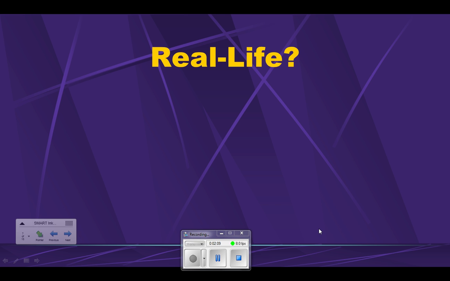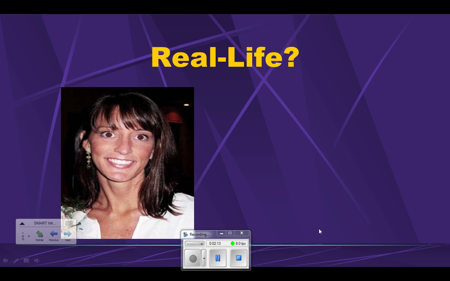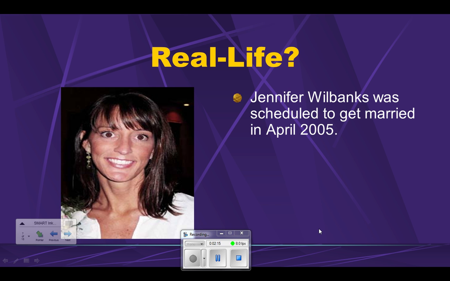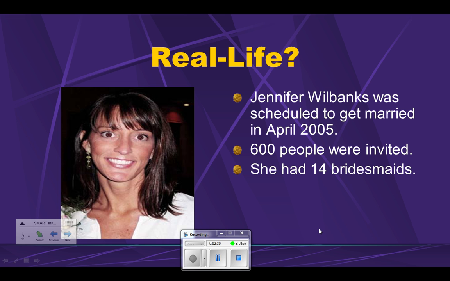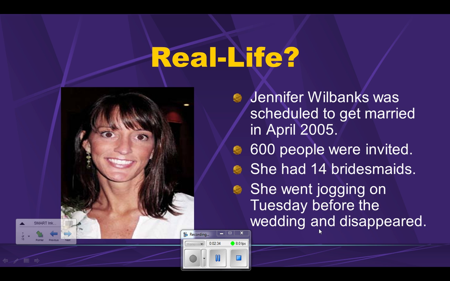All right, let's have a look at what might be a real-life application of this, and then we'll, in the next video, look at an application from chemistry. This woman, her name was Jennifer Wilbanks. She was scheduled to get married in April of 2005, so it's been a few years ago now. And you may or may not remember hearing about this situation. She and her intended husband had invited 600 people. She had 14 bridesmaids. And on the Tuesday before she was scheduled to get married, she went out jogging like she often did, and she disappeared.